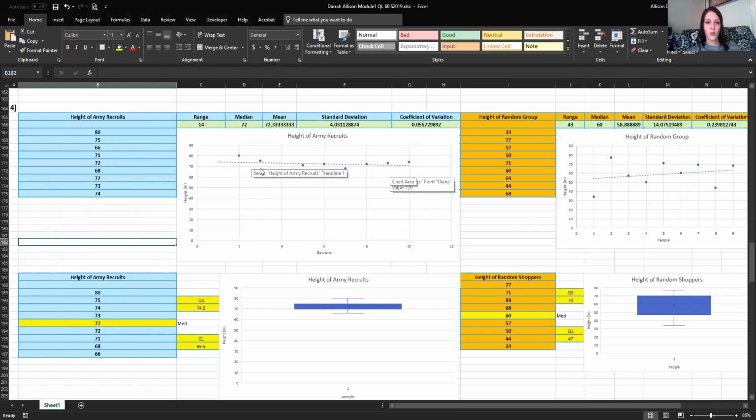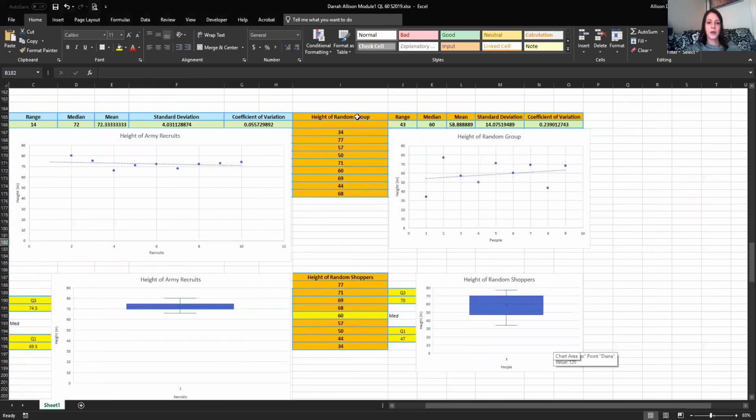From my understanding, what this is saying is that the average height, the median, is 72. And on average, the Army recruits are going to be 4 inches shorter or taller from that height. And then the coefficient of variation, my understanding of this is that there is a 5.6% chance that if you're coming through this sample, you are going to be in that standard deviation section there. I don't know if I'm even explaining my understanding of it very well, but that's what I think that means.